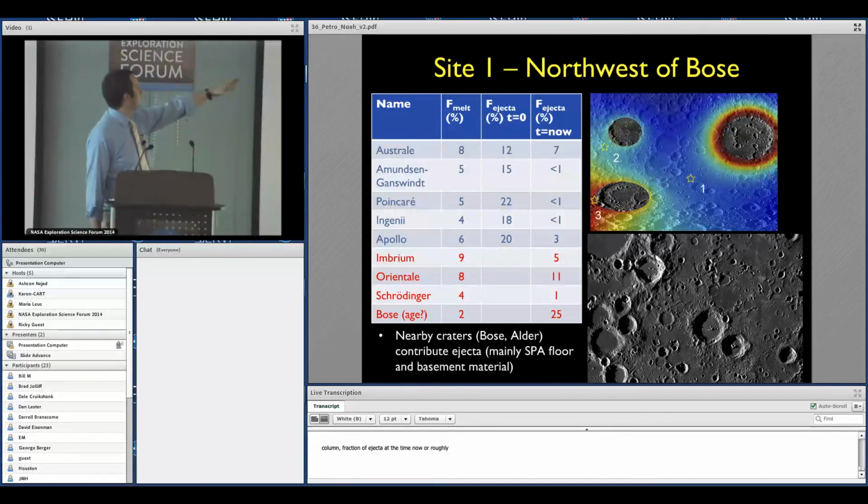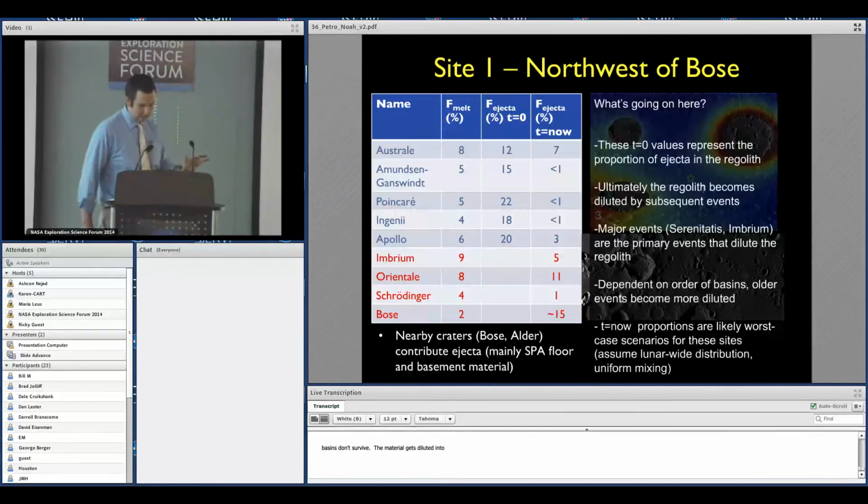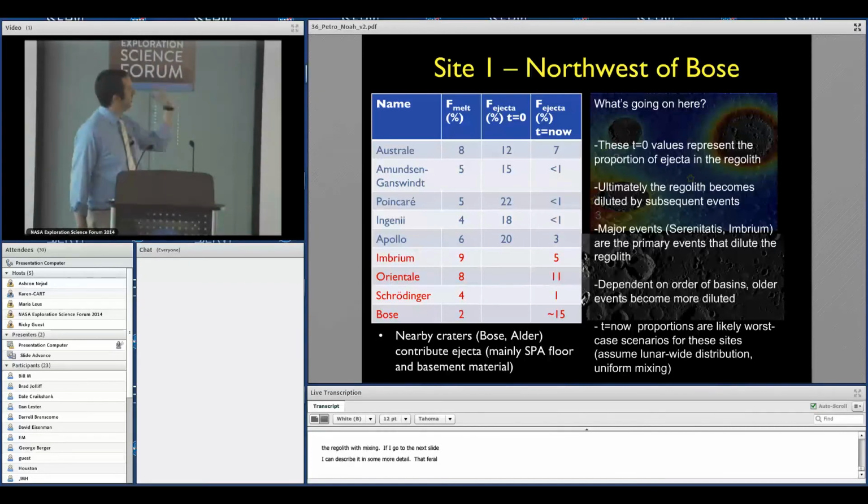And what you can see is that for the most part, most of the basins don't survive. The material gets diluted into the regolith with mixing. Basically what that's telling us, and actually if I go to the next slide, I describe it in some more detail. That material is, again, that salt coating the surface that just gets diluted into the regolith very rapidly with subsequent events. Big events, Serenitatis, Imbrium, at least through this model, are the ones that are diluting the regolith across the whole moon. This is very dependent on the order of basins. Because we're specifically focusing on very, very old basins, it shouldn't be a surprise that these materials get diluted.